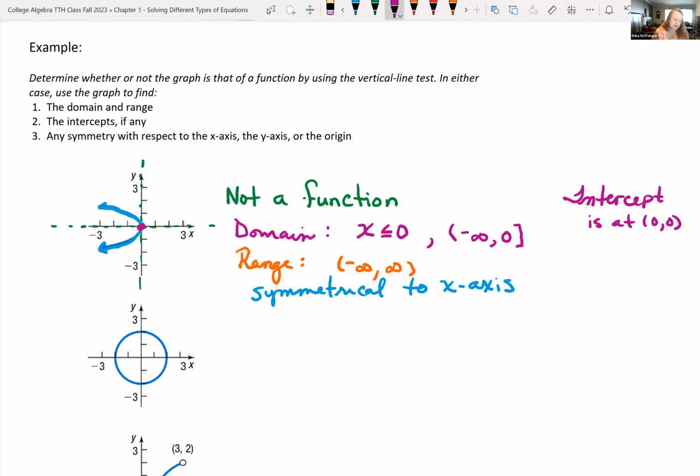Okay, so going down to the next problem, we want to know, is this a function? Can we draw a vertical line anywhere on this graph and have it intersect more than one time? And so there's multiple places where we can draw a vertical line and it's going to intersect more than one time. So this one is not a function.